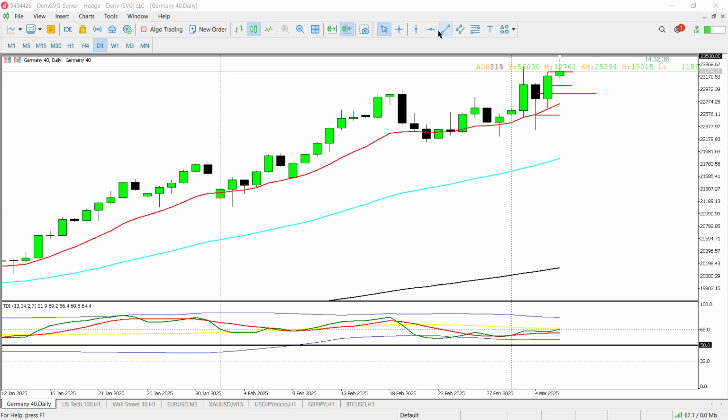So without wasting much time, here we've got German 40. If you know us, we usually trade German 40 in the mornings. So today we came to the charts and we know that it's pre-NFP day. If it's pre-NFP day, the best thing is do not trade.